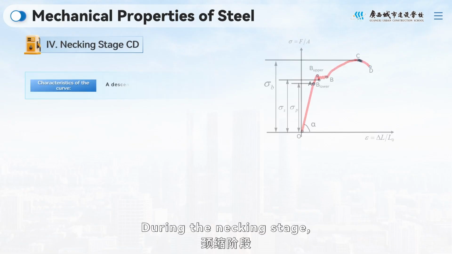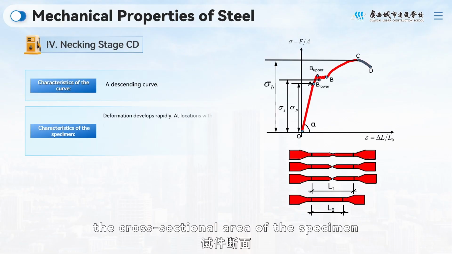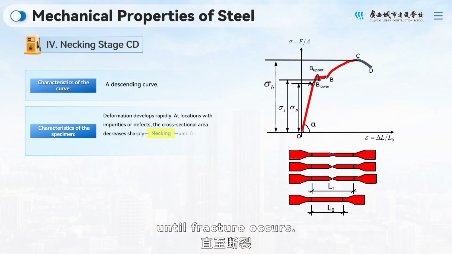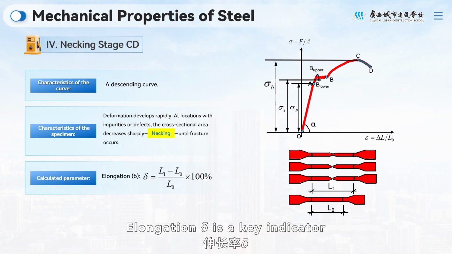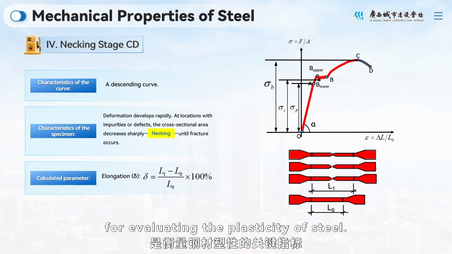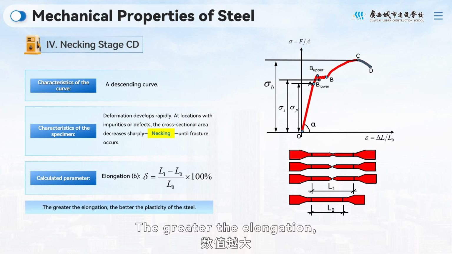During the necking stage, the cross-sectional area of the specimen decreases sharply until fracture occurs. Elongation delta is a key indicator for evaluating the plasticity of steel. The greater the elongation, the better the plasticity of the steel.